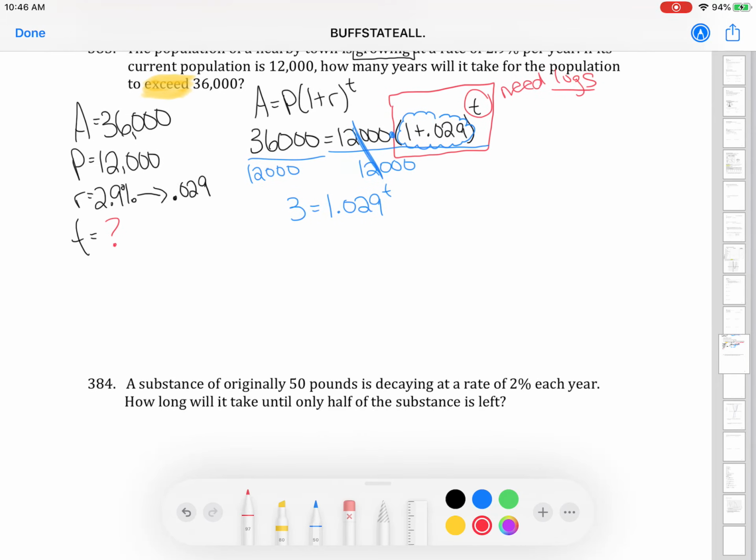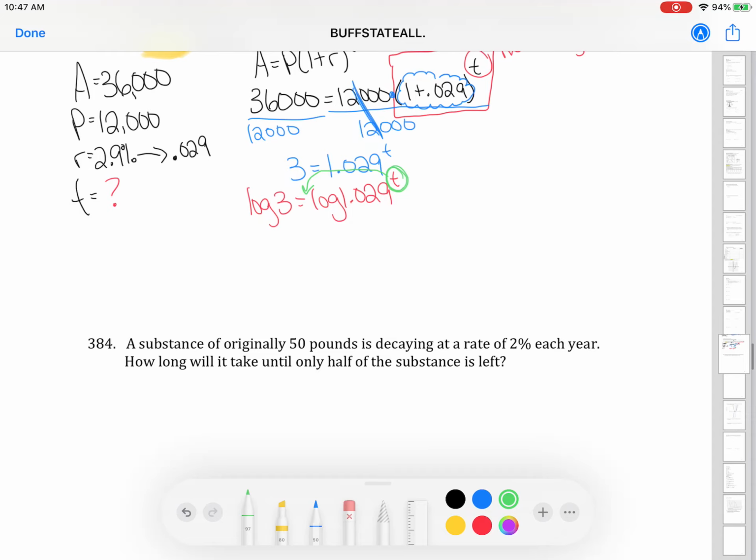Now that we're all set up, pause it for a second and try and use that log method going forward here. So you start by writing the word log on both sides. The whole point in taking the log of both sides was so that that variable can come down in front. Remember, it goes in front of what it's attached to. So the log of 3 stays and just comes down. Then it becomes t times the log of 1.029.